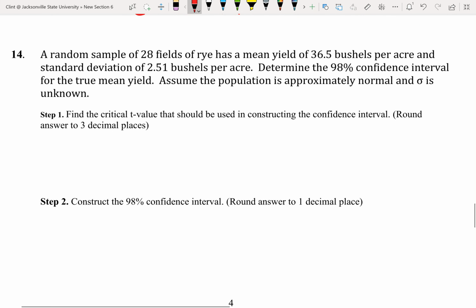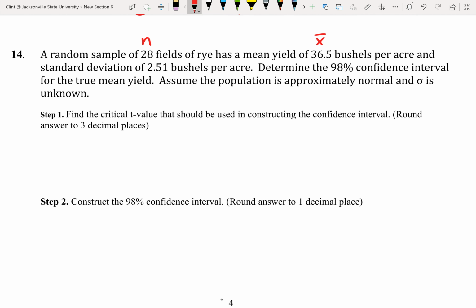Number 14 says a random sample of 28 fields of rye has a mean yield of 36.5 bushels per acre, a standard deviation of 2.51 bushels per acre. So our sample size, mean, and our standard deviation.